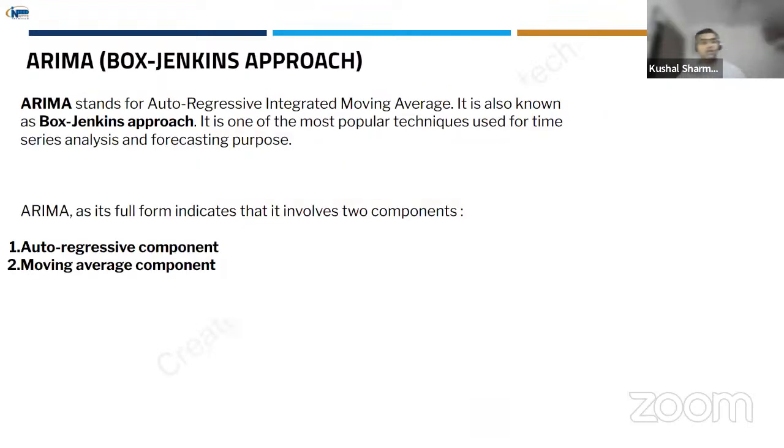Now let's move ahead. ARIMA stands for auto regressive integrated moving average. It is also known as Box-Jenkins approach. It is one of the most popular techniques used for time series analysis forecasting purpose. So ARIMA, as its full form indicates, involves two components: one is autoregressive component and the other one is moving average component.